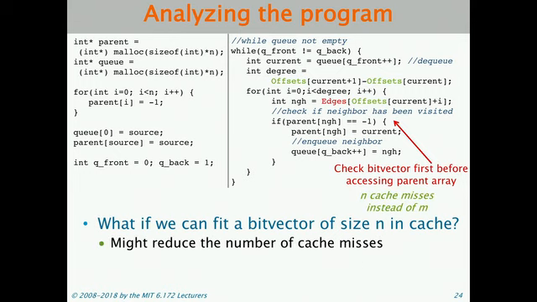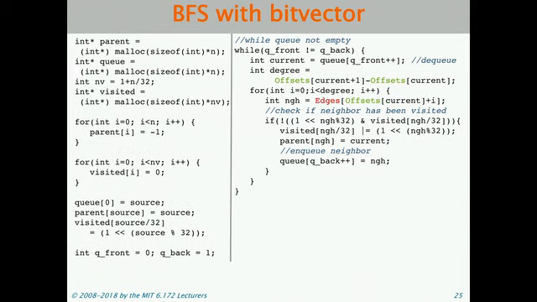So overall, this might improve the number of cache misses. In fact, it does if the number of edges is large enough relative to the number of vertices. However, you do have to do a little bit more computation because you have to do bit vector manipulation to check this bit vector and then also to set the bit vector when you explore a neighbor.